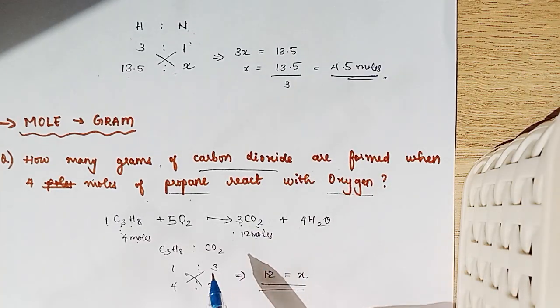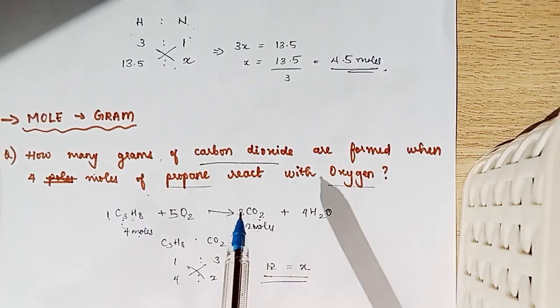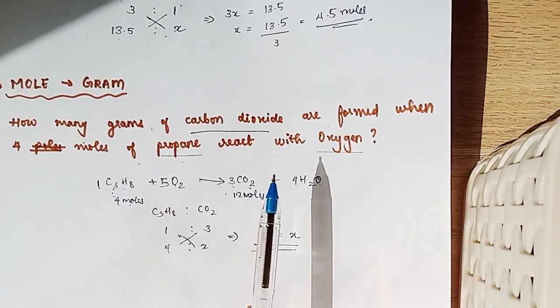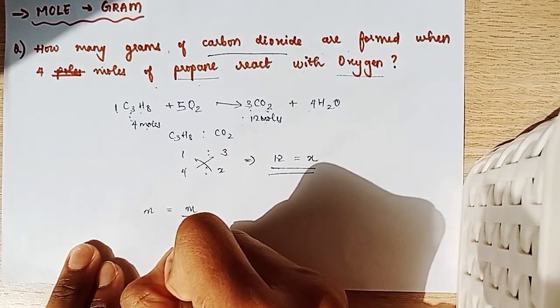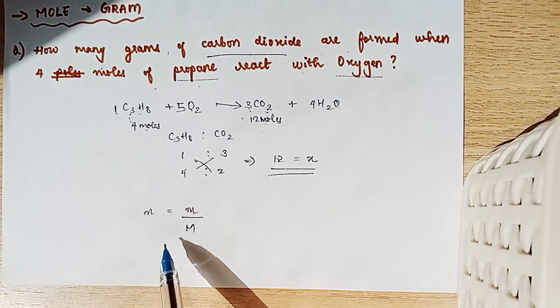But is that what is needed from this question? We need to find the grams. So how would you convert mole to gram? We know the equation. n is equal to m divided by molar mass. Number of moles is equal to mass divided by molar mass.